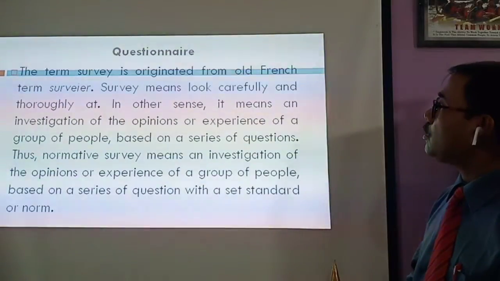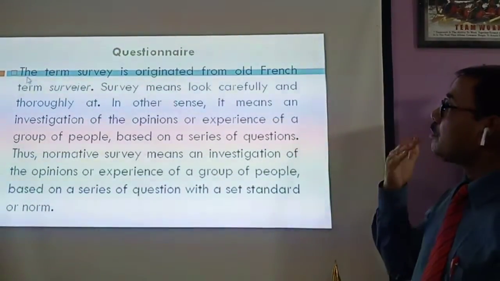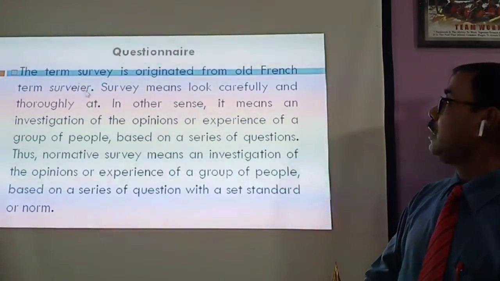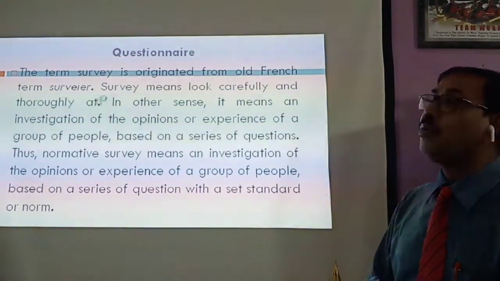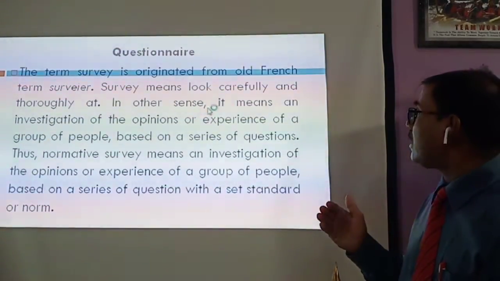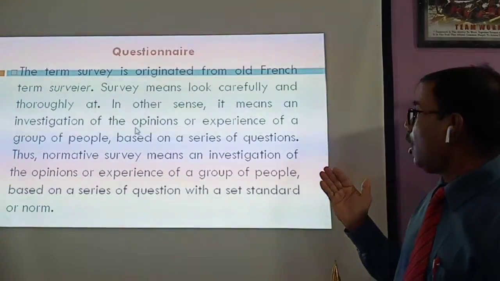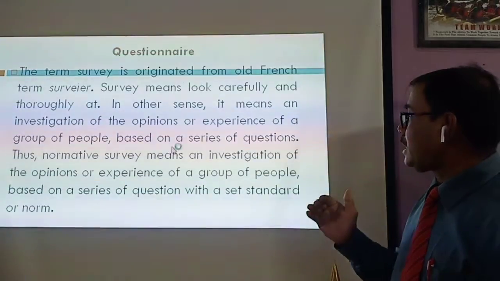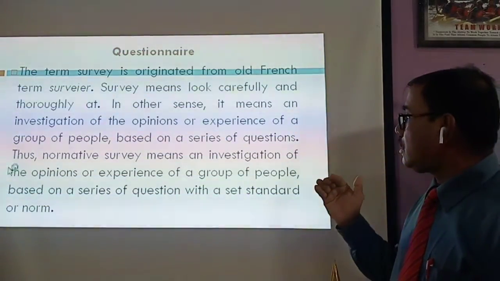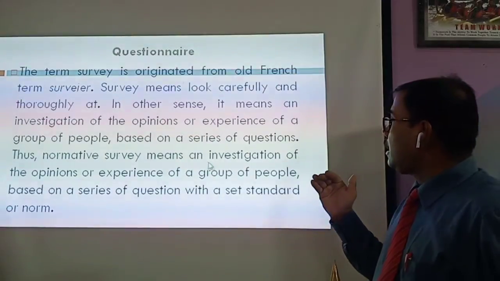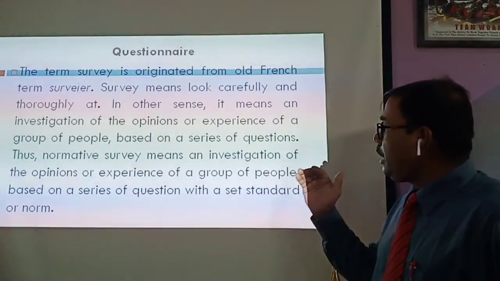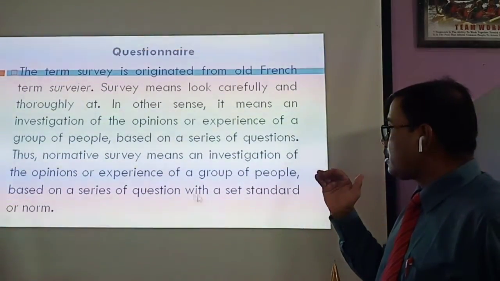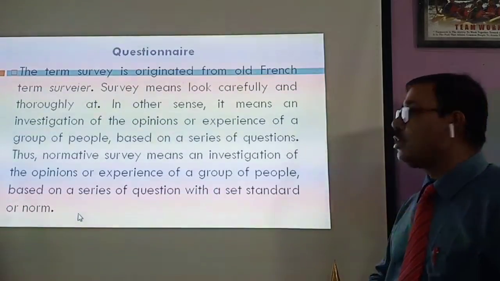Let us go back to the next one. Again, we have to understand the term survey originated from old French term surveyor. Survey means look carefully and thoroughly at. In other sense, it means an investigation of the opinions or experience of a group of people based on a series of questions. Thus, normative survey means an investigation of the opinions or experience of a group of people based on a series of questions with a set standard or norm.